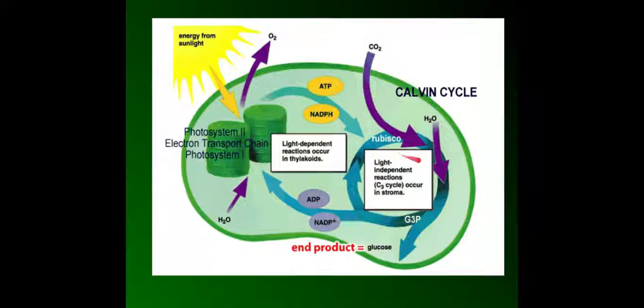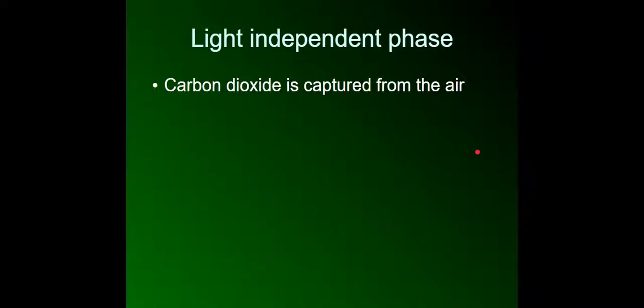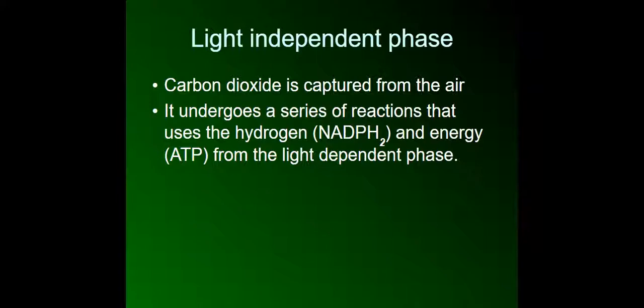Okay, what we're going to do now is look at the light-independent reaction, which is the second half of photosynthesis. So with the light-independent phase, carbon dioxide is captured from the air. We know that carbon dioxide is all around us, and plants utilize this carbon dioxide and produce oxygen. So it undergoes a series of reactions that uses the hydrogen from the NADPH2 and energy from the ATP from the light-dependent phase.